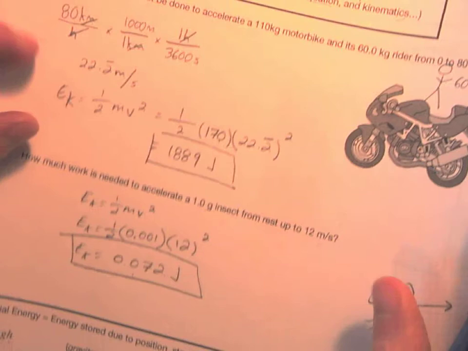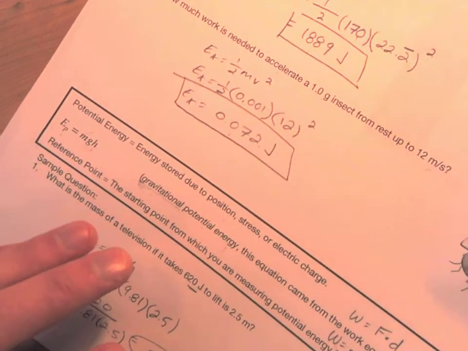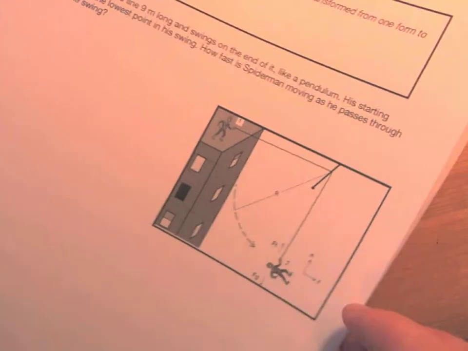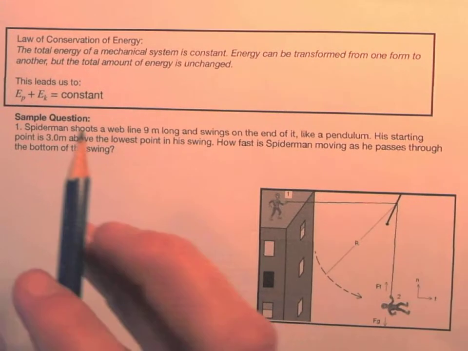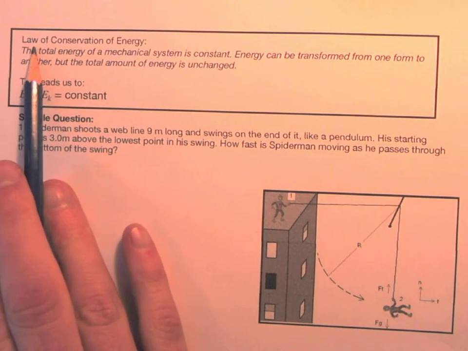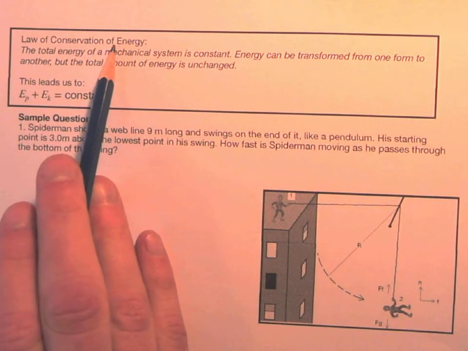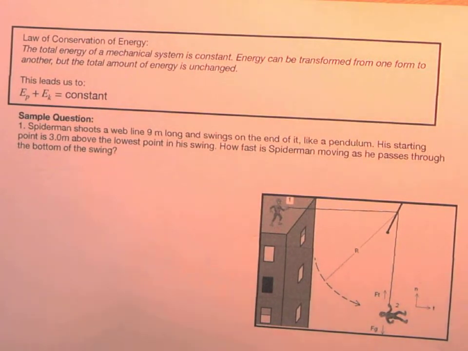So that's really kinetic energy and potential energy on their own. Now we're going to join them together to find the total energy of a system. We're really only going to do one sample question here. Law of conservation of energy. We have to go through that. You might have seen it in grade 10. It just means that things don't really lose energy. They just transfer it onto something else, or into the air, or something like that.